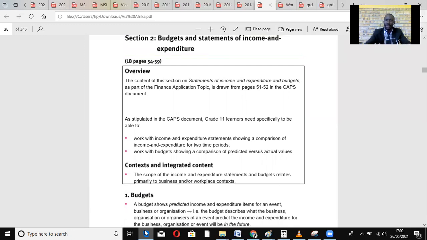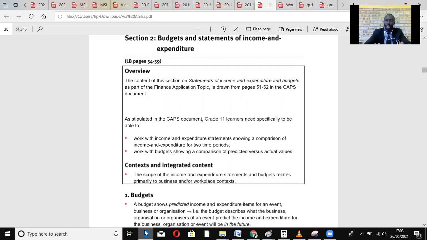Now, the section on statements of income and expenditure, also budgets, is one of the materials that we have to cover as part of the CAPS requirement. And as it is indicated, by the end, you will be able to work with numbers, that is you as the learners. By the end of our discussion, you will be able to work with income and expenditure statements, showing a comparison of income and expenditures for 2 time periods.